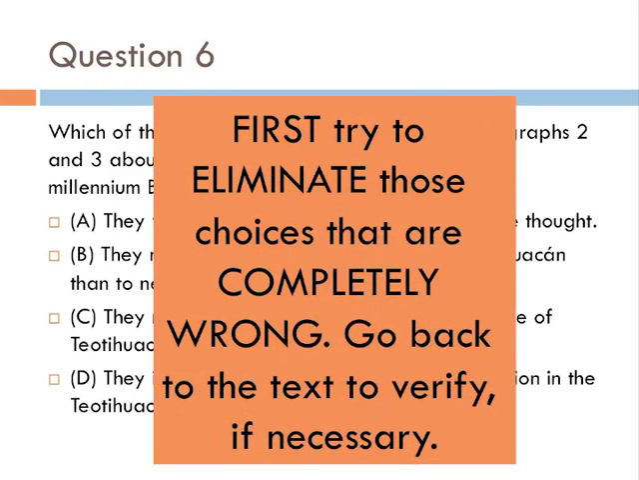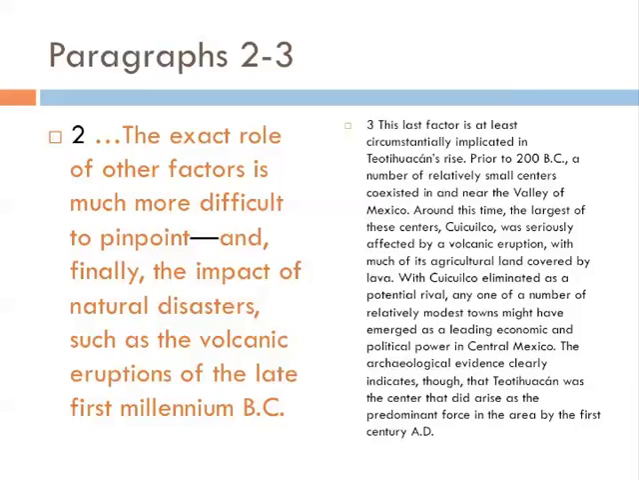So again, as we look at the choices, let's try to eliminate those that are completely wrong, so we can go back to the text to verify if necessary. As we're going back to the text, we're probably focusing mainly on paragraph 3, but paragraph 2 might give us some help. Again, it does mention that the role of these factors is kind of difficult to understand.